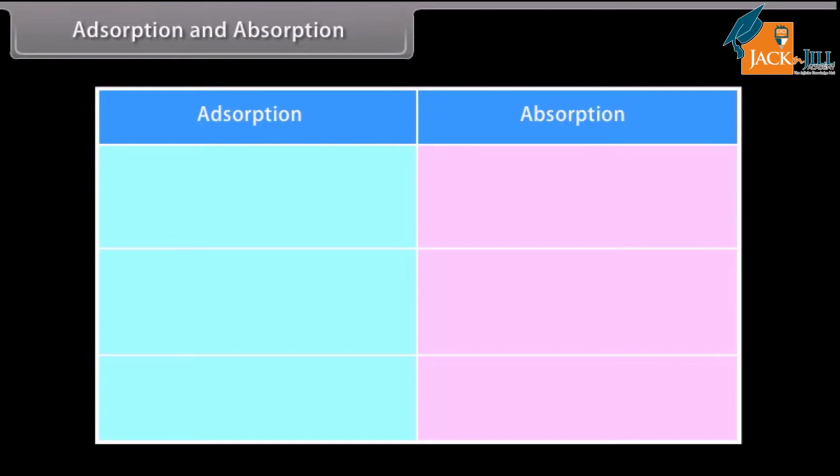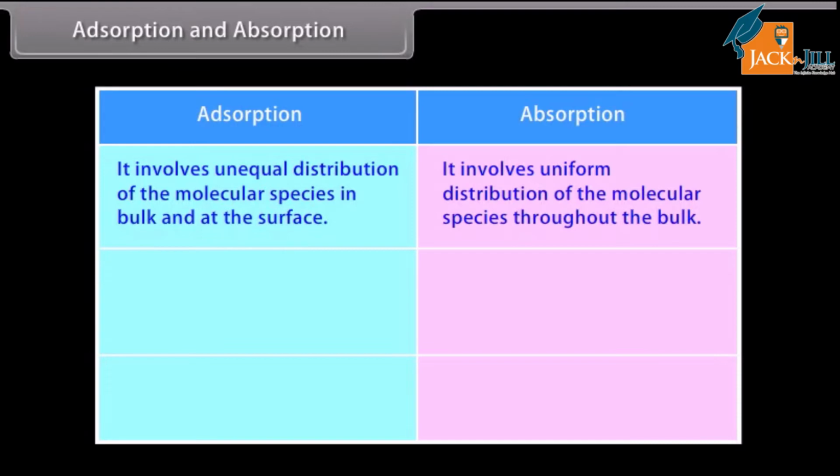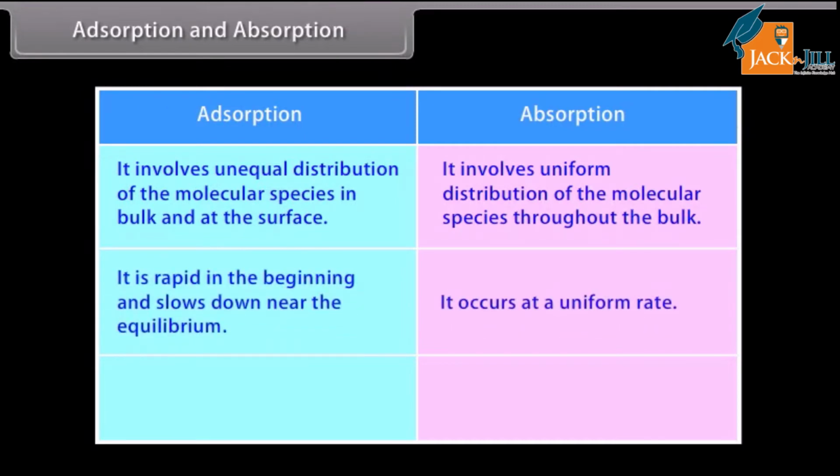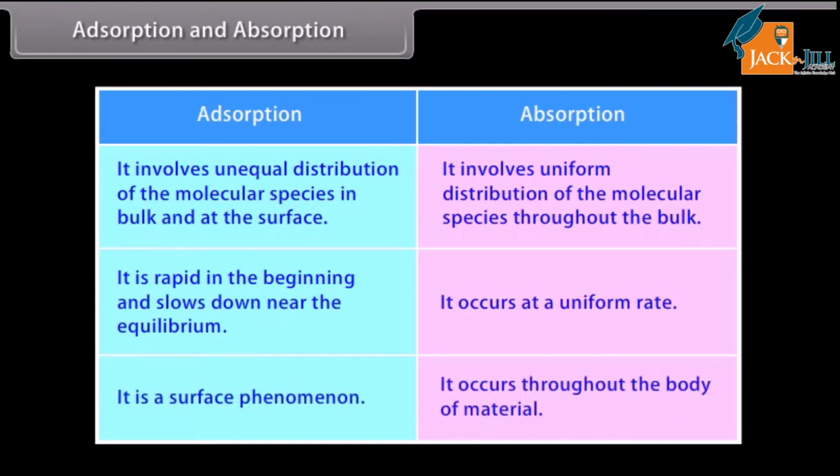Adsorption involves unequal distribution of the molecular species in bulk and at the surface, whereas absorption involves uniform distribution of the molecular species throughout the bulk. Adsorption is rapid in the beginning and slows down near the equilibrium, whereas absorption occurs at a uniform rate. Adsorption is a surface phenomenon, whereas absorption occurs throughout the body of material.